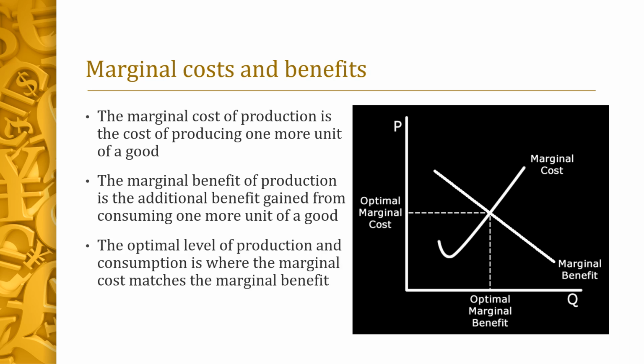The optimal level of production and consumption is where the marginal cost matches the marginal benefit. As this generally occurs well above where the hook is in marginal cost, we normally don't draw this hook on the bottom of the line, as you will see in subsequent diagrams.